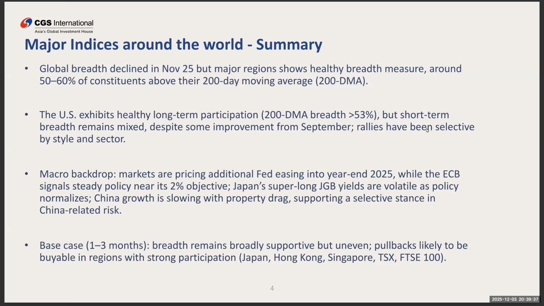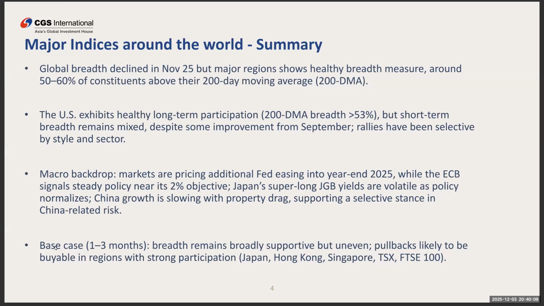But relative rallies have been selective by style and sector. So there's a macro backdrop. I think markets are pricing additional Fed easing to year end 2025, and then Japan JGB bond yields have really spiked up. There are some rumors that the BOJ is likely to hike rates. So if they hike, then the market will likely go into drawdown because of the yen carry trade, etc.